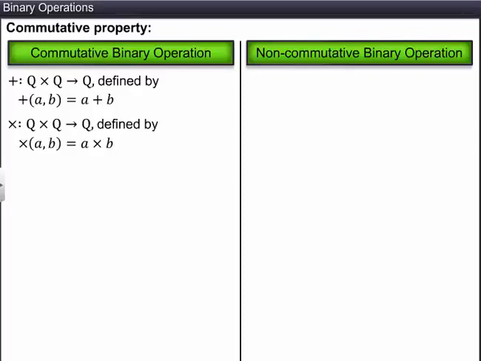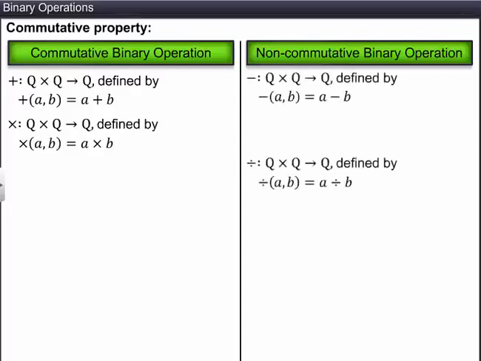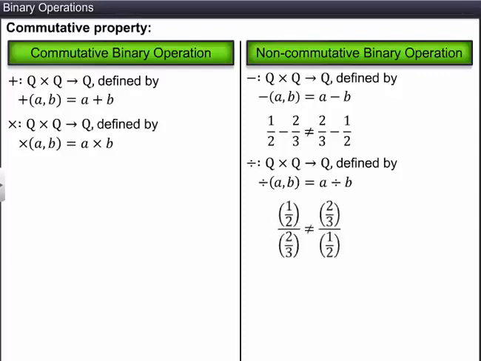However, subtraction and division are not commutative binary operations, as a minus b may not be equal to b minus a. And similarly, a upon b may not be equal to b upon a. For example, 1 upon 2 minus 2 upon 3 is not equal to 2 upon 3 minus 1 upon 2. Also, 1 upon 2 divided by 2 upon 3 is not equal to 2 upon 3 divided by 1 upon 2.